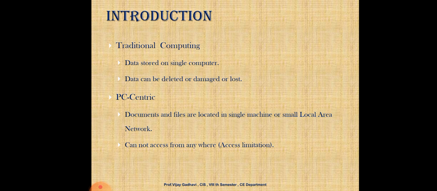First, in traditional computing, we used to store data on a single computer. Data can be deleted, damaged or lost. Then in a PC-centric system, the documents and files are located on a single machine or a small local area network. It cannot be accessed from anywhere. That means some kind of access limitations are there.